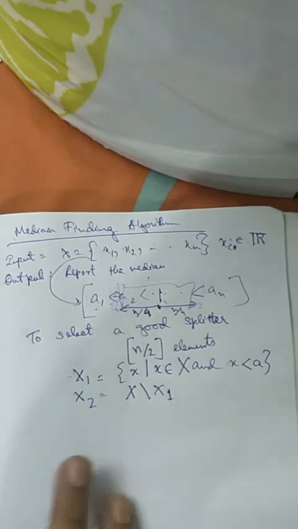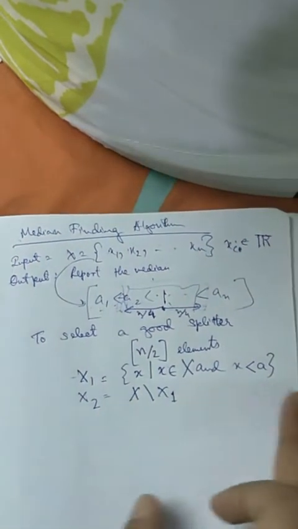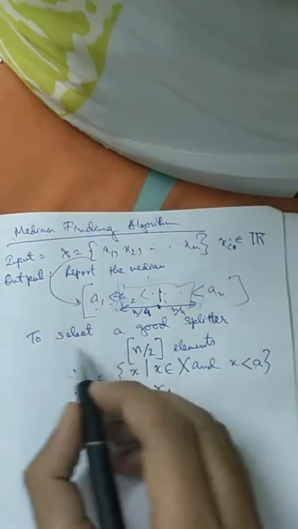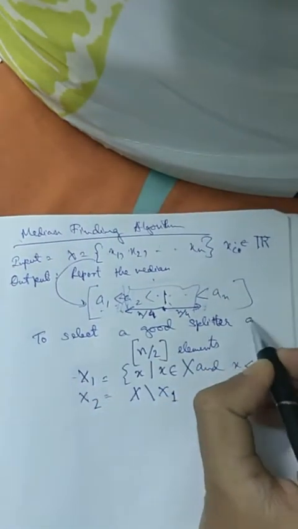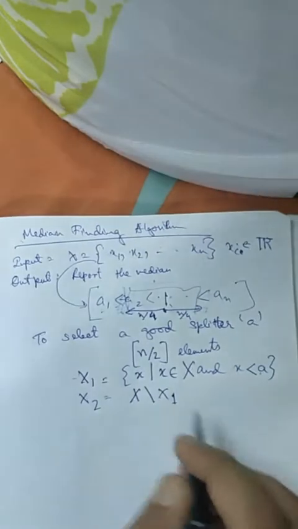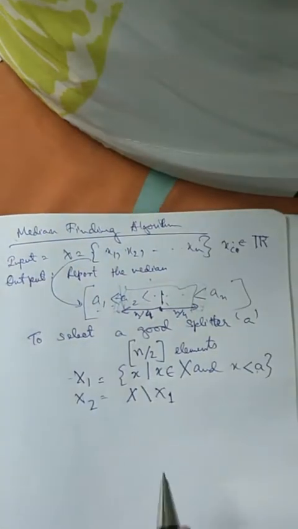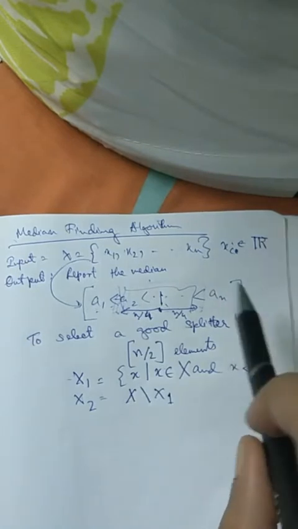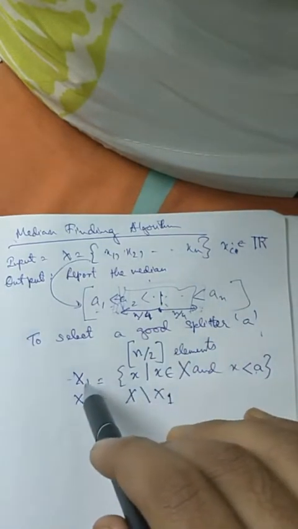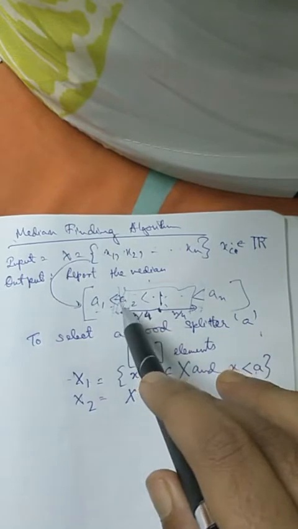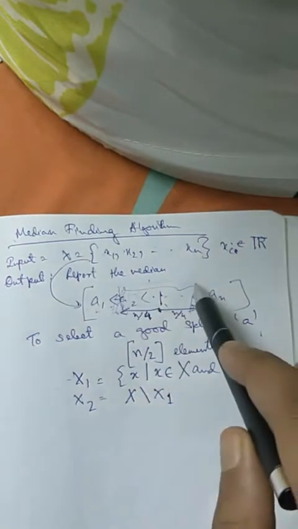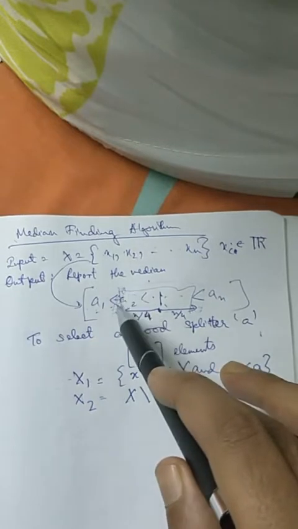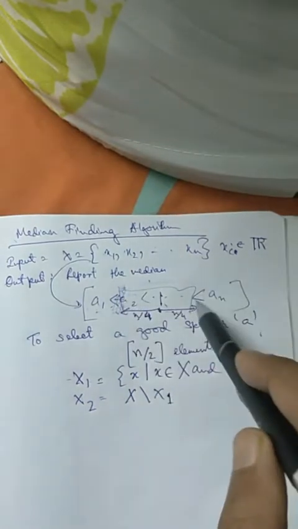Basically this is how we write. So here a is our splitter. Select a good splitter a. We have to select a good splitter a such that this happens. So we have found a good splitter a if in the sorted array it lies within here.